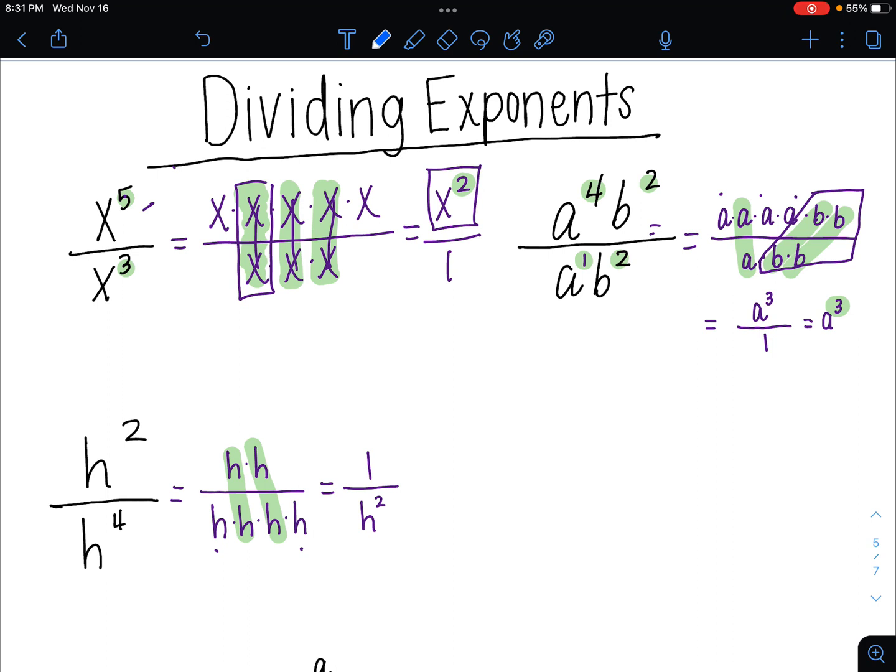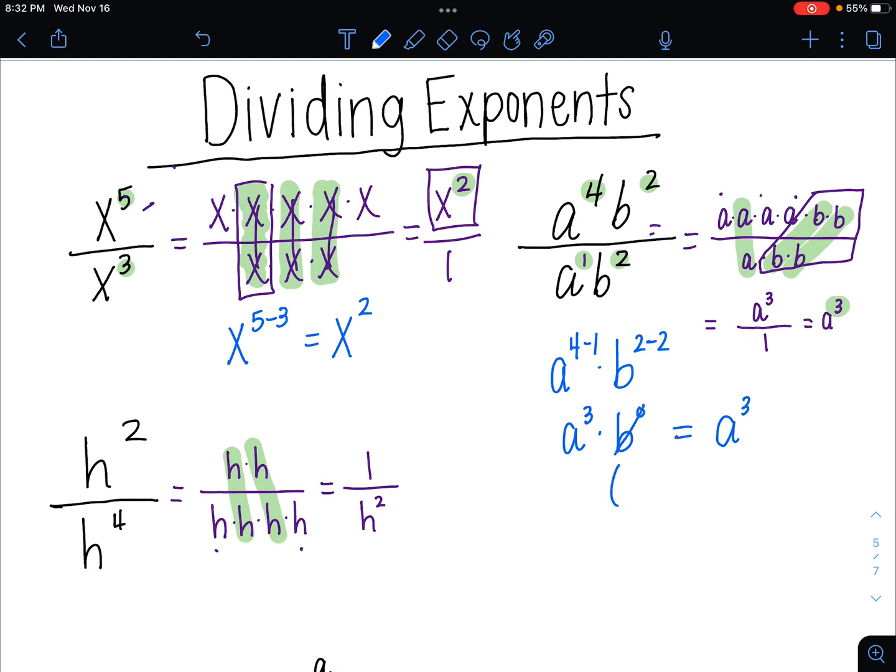This one, we have x to the 5th, x to the 3rd, so this is x to the 5 minus 3, which is x to the second power, which is what we got. Over here, we have to do this twice. So we have a to the power of 4 minus 1, multiplied by b to the power of 2 minus 2. So a to the power of 4 minus 1 is 3, b to the power of 2 minus 2 is 0. So we simplify that to a to the power of 3, because this is equivalent to 1.